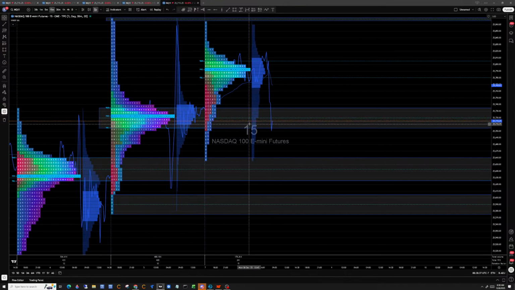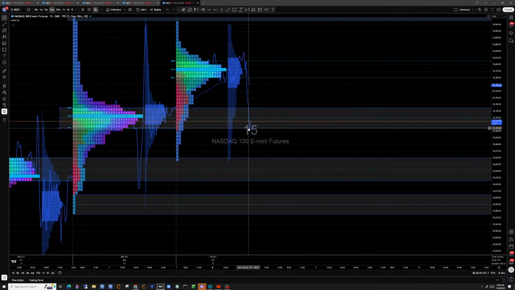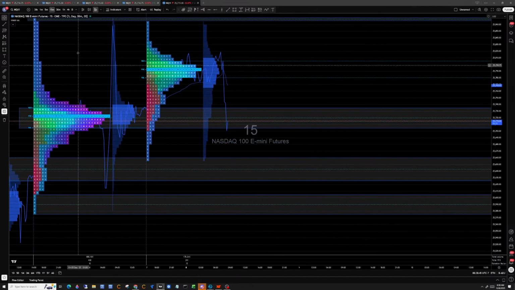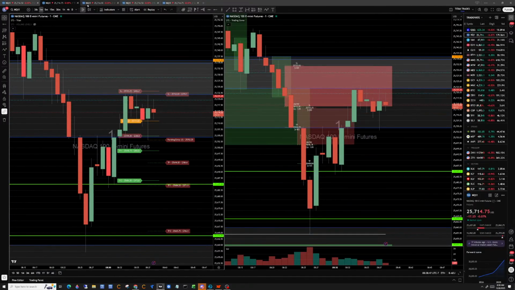It really used this area as support though, for sure. Yeah, it's going right back up. I like it when a plan comes together. I think it's going to hang out here until that 45 candle we were talking about.